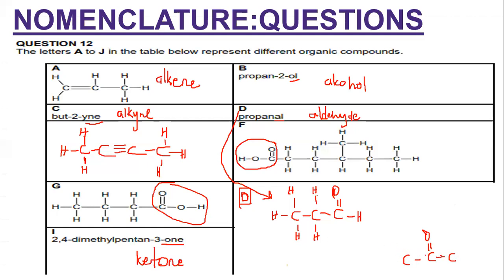Now this has to be on carbon number 3. Where this is pent, it means we have to put a C here and another C here. If we chose to put a C on the other side, this carbonyl group would be on carbon number 2 and it would not be correct. Similarly, if we join them on the other end, it would not be correct. So it should be on carbon number 3. So it's correct this way.